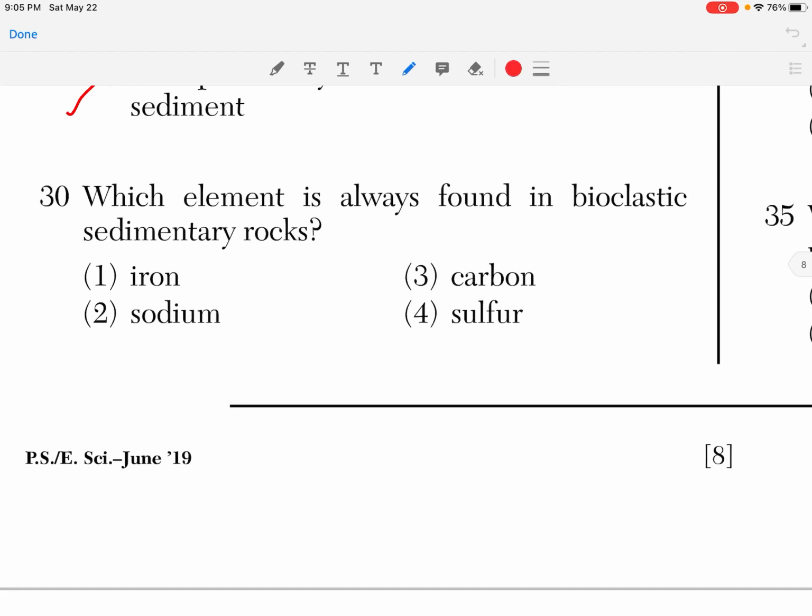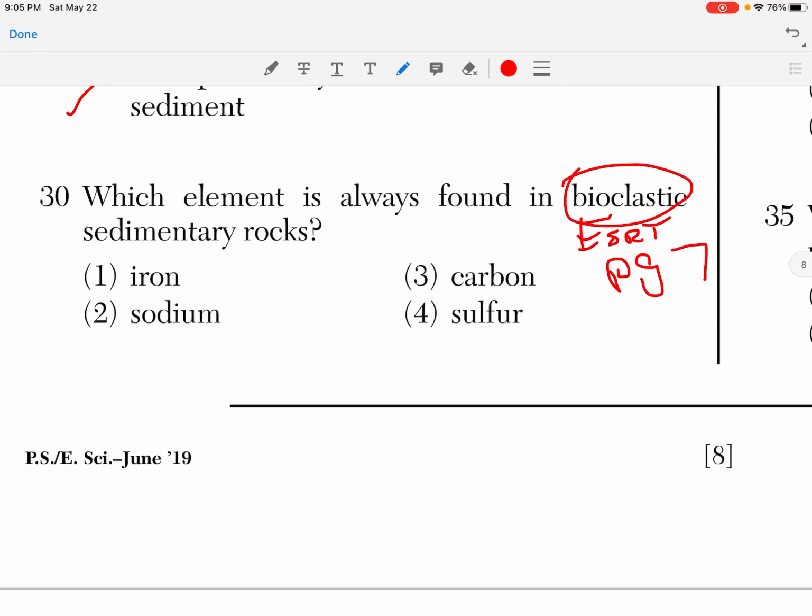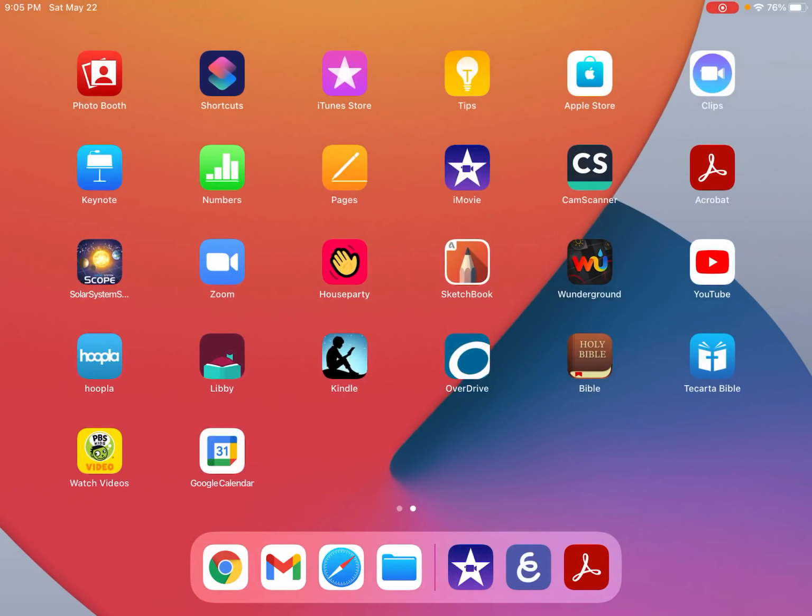All right, number 30. Number 30 is a reference table question as well. Specifically, this one's referring to sedimentary rocks, so that's page 7 of your reference table. We're looking for bioclastic rocks. Remember, bioclastic means life fragments, right? Pieces of old ancient life that have been crushed and smashed together. So we are looking for an element that is always or almost always found in bioclastic rocks. So let's go to our reference table and take a look at that.